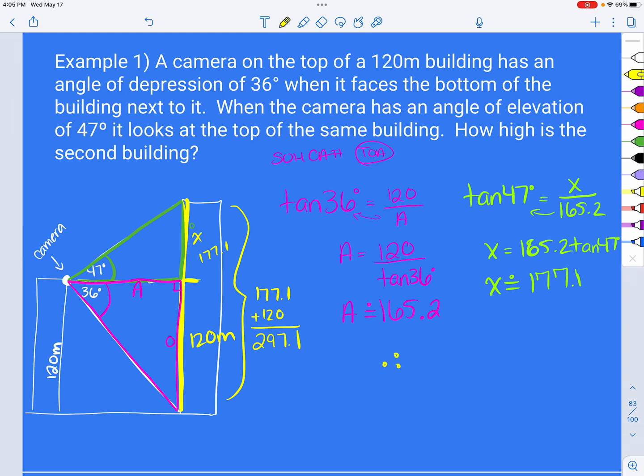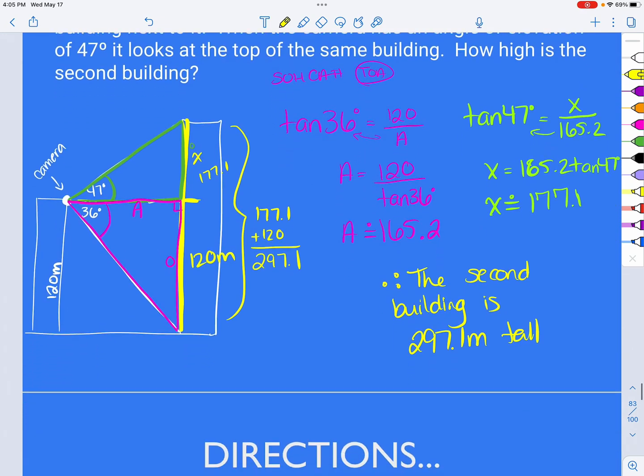Don't forget your therefore sentence. Therefore, the second building is 297.1 meters tall. So you can see how there were a little bit more steps, a little bit more thinking involved. Not all word problems are the same level of difficulty, right? So some of them can have more steps and be more difficult.